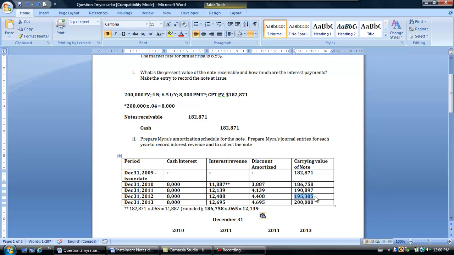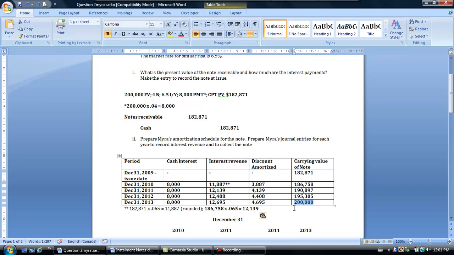Therefore, in the last period, we're going to use this $195,305 to help us calculate interest revenue by multiplying it by 6.5%, and that will give us interest revenue for our last period of $12,695. The difference between that and the cash interest that we received from Zarco is going to mean we have an amortized discount on the note of $4,695. So you can see here we have an amortized discount on the note of $4,695 added to our most recent carrying value will bring us to $200,000.